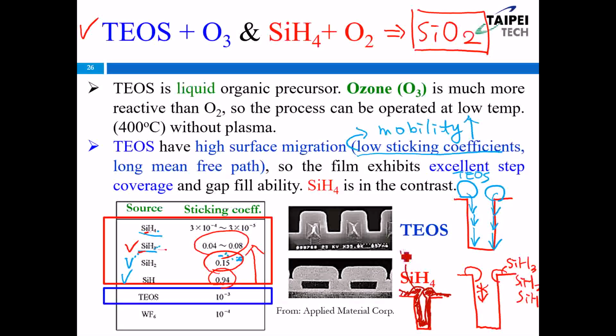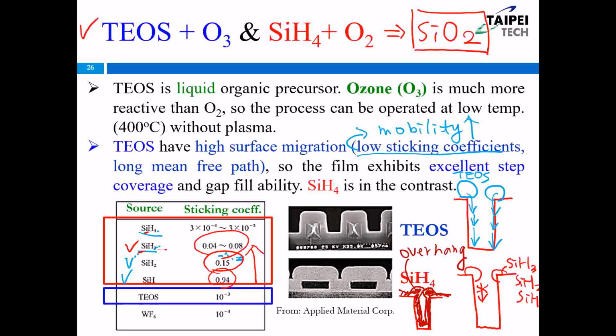So later we will have the overhang for the silane. Later we will have the overhang when we use the silane and O2 to deposit the silicon dioxide. We will have the overhang on the top corner here and here. So we say the step coverage for the silane and O2 is poor.